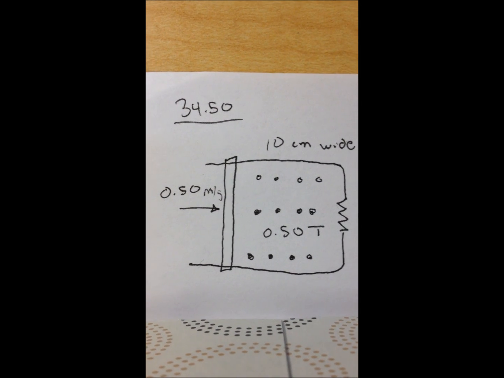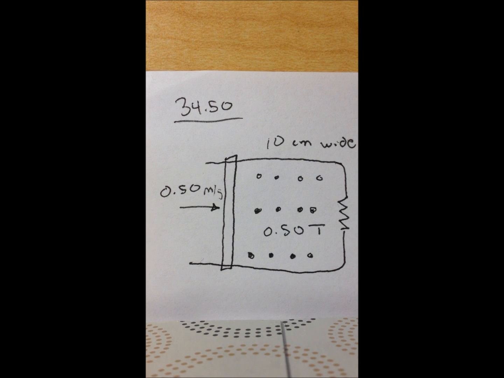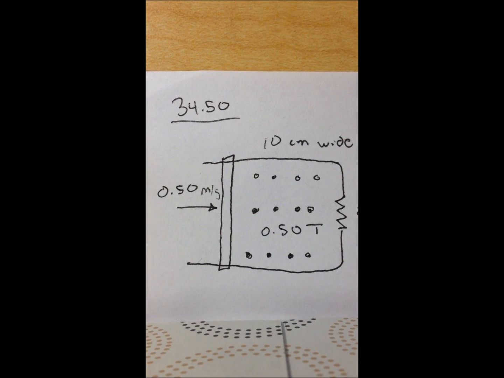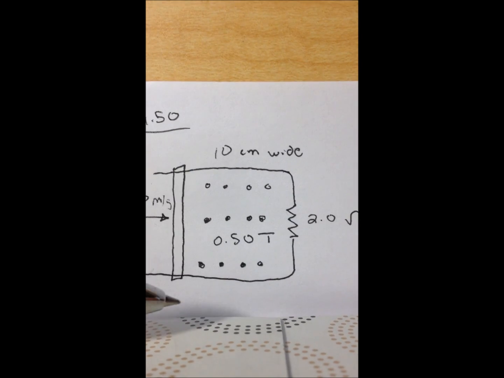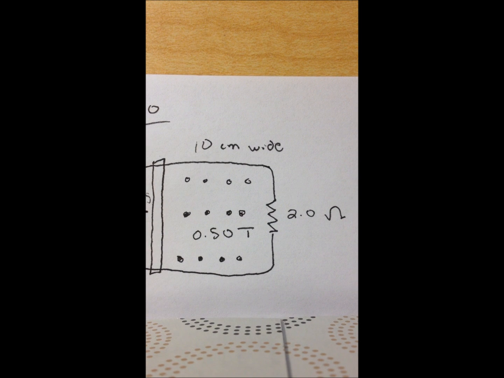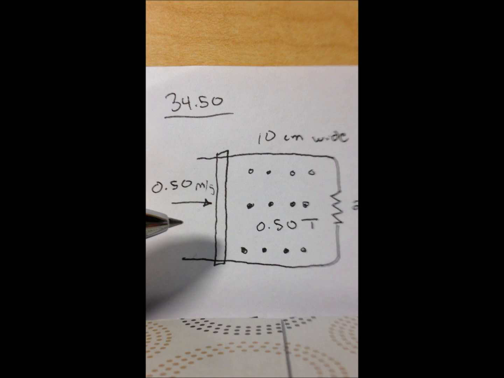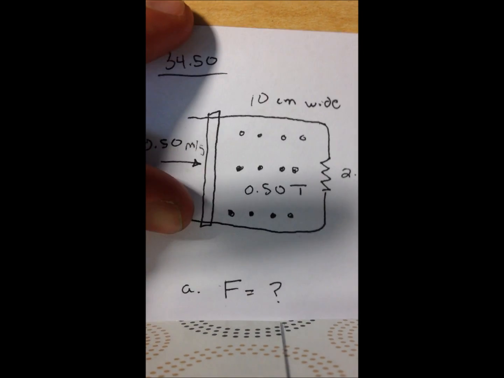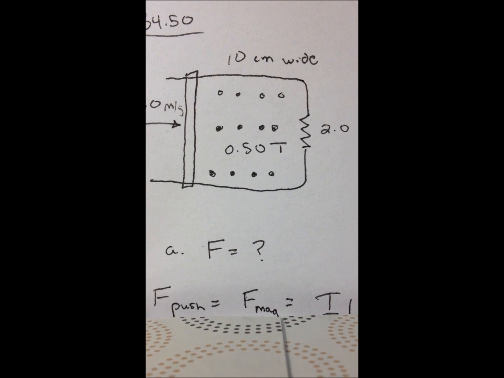Alright, so for today's physics problem, I have problem 50 from chapter 34, and it gives us this diagram right here. It says that a 10 centimeter wide zero resistance slide wire shown in the figure, which is this wire right here, is being pushed towards the 2 ohm resistor at a steady speed of 0.05 meters per second. The magnetic field strength is 0.5 Tesla. So the question is, how big is the pushing force?